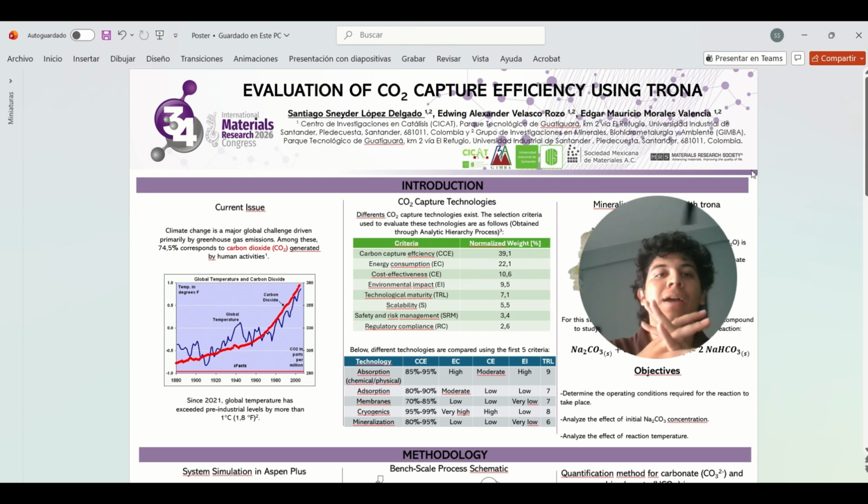Hello everyone, I'm going to talk about my investigation: evaluation of carbon dioxide capture efficiency using Trona. My name is Santiago Sneider Lopez Delgado, and I was guide for Edwin Alexander Velasco and Edgar Mauricio Morales Valencia.